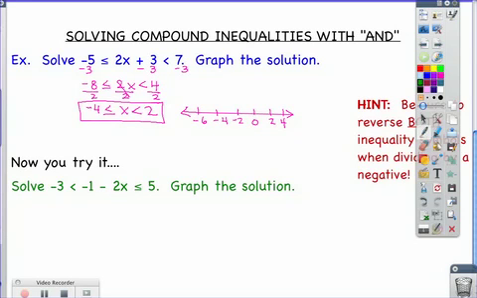You try the next question. Also graph the solution and write your answer in interval notation. Pause the screen to try it on your own and resume when you're ready.